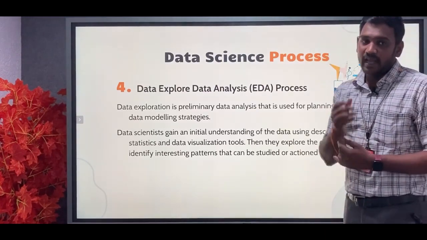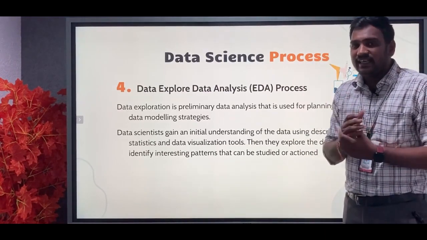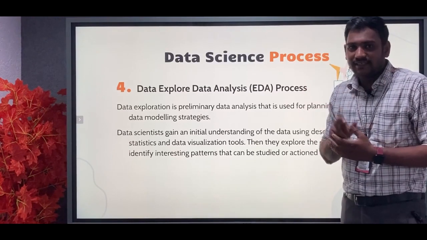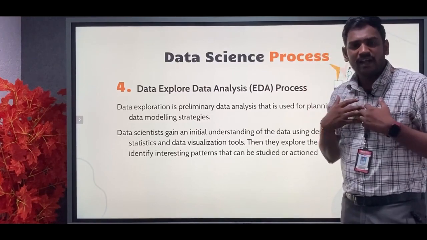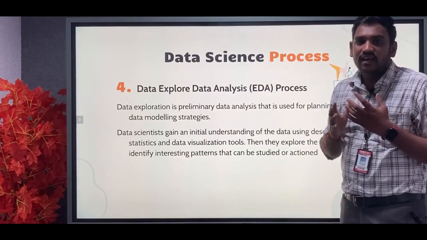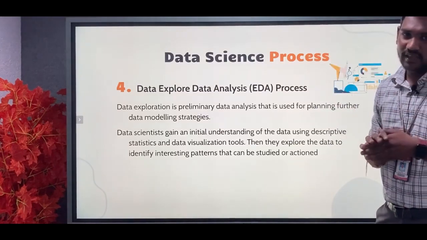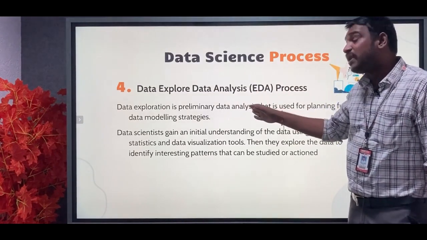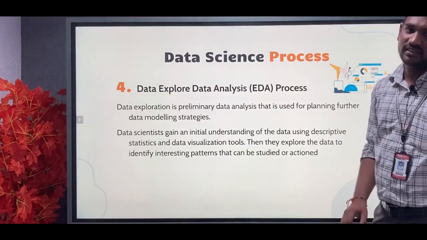For example, if I want to analyze the result of a student or one class, then that particular semester result is enough for me. I don't need fee details or address details. At that time I consider only the required part of the entire data. So data exploration is preliminary data analysis that is used for planning further data modeling stages.